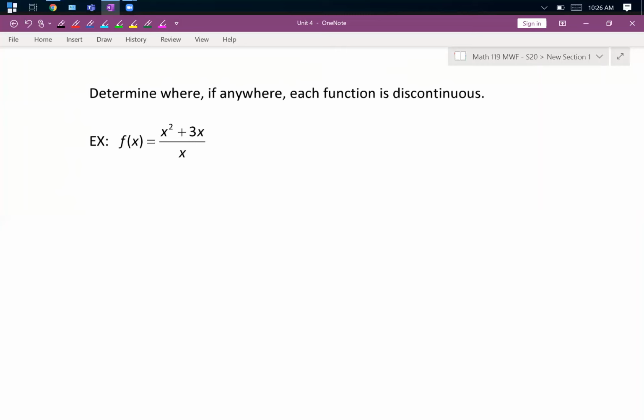So let's look at this first one. f of x equals x squared plus 3x over x. What do we know about this function?